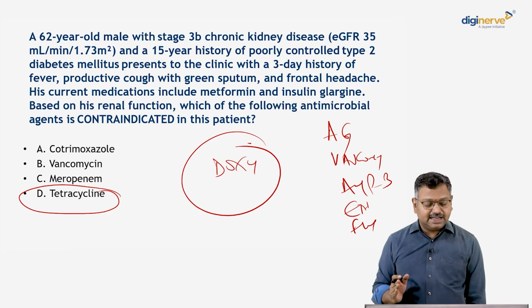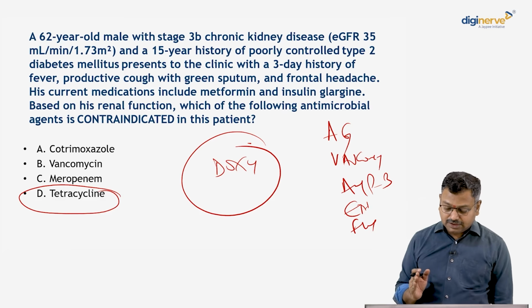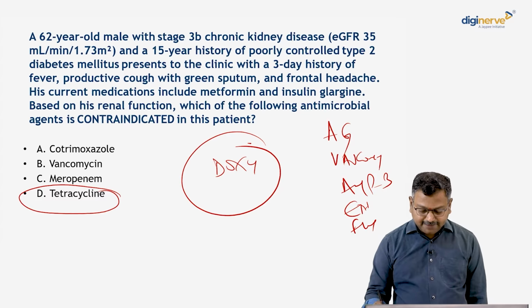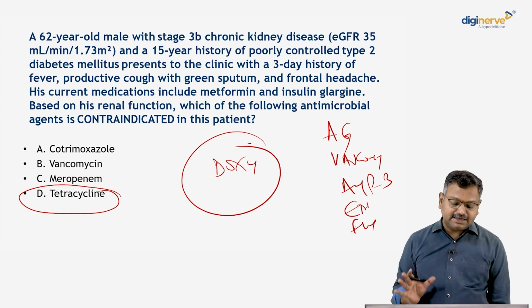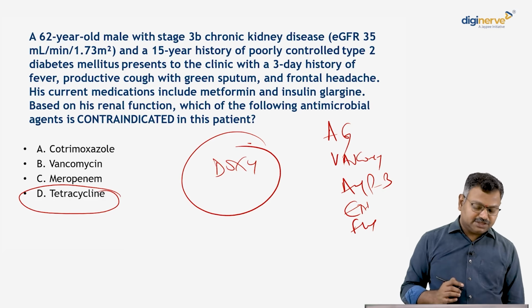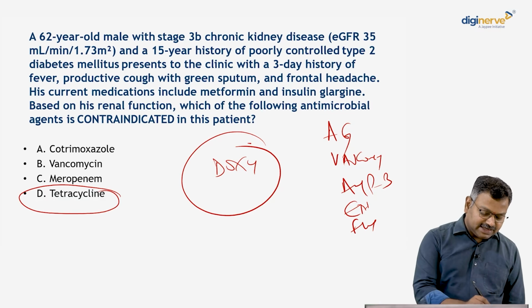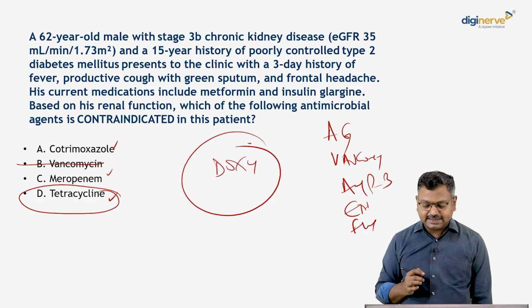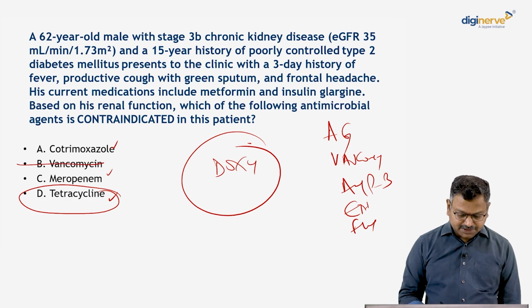Cotrimoxazole as well as metronidazole, you require a little precaution, and those are the main drugs that we should be very careful with. Now here it is a respiratory infection, so vancomycin is very unlikely to be used. You can use one of these three. Out of these three, tetracycline should be avoided in these patients.